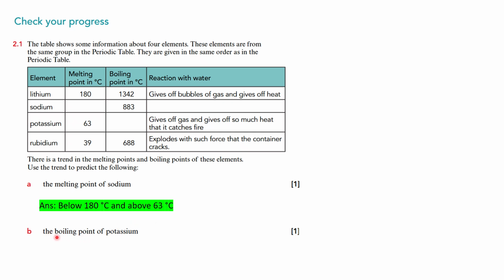Now the next question is: the boiling point of potassium is. If we look at the boiling point column, we can see that the boiling point of potassium is not given. So here also you are going to use the range. Looking at the trend in the periodic table, as we move down the group, the boiling point of these elements decreases. So the boiling point of potassium will be less than 883 degrees Celsius and greater than 688 degrees Celsius. This is what you will write as an answer.